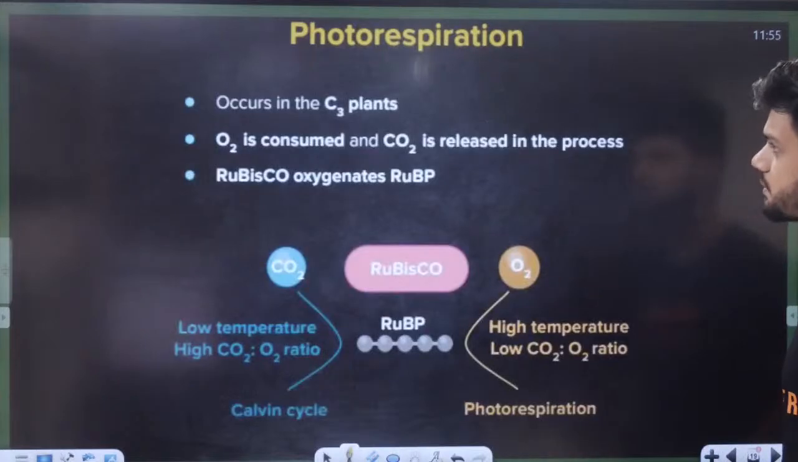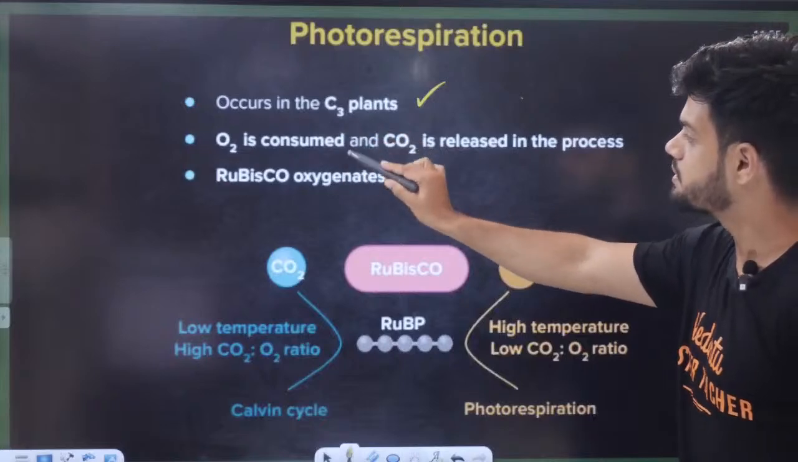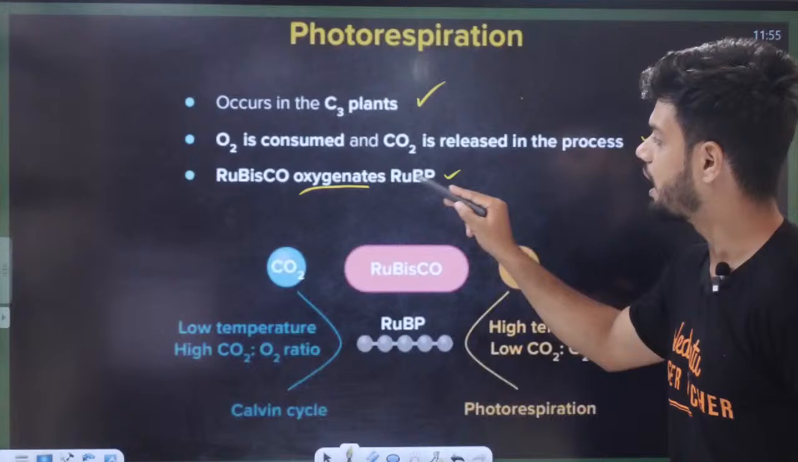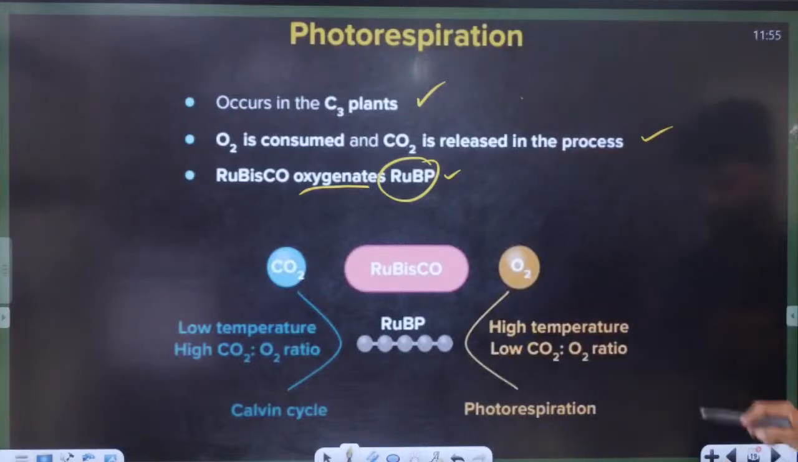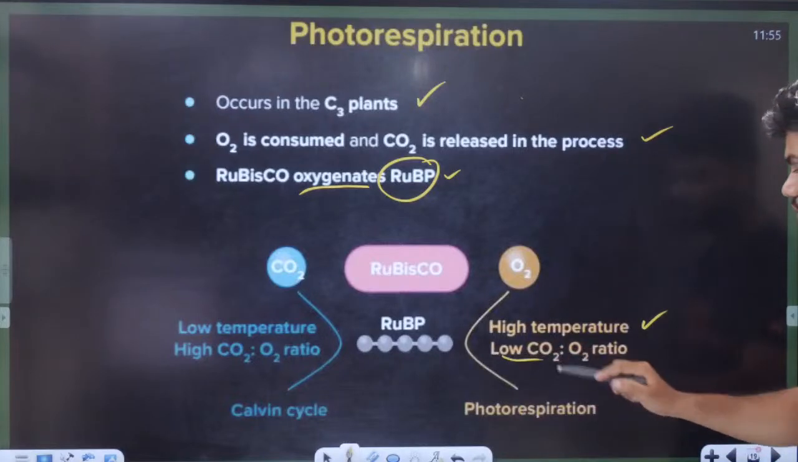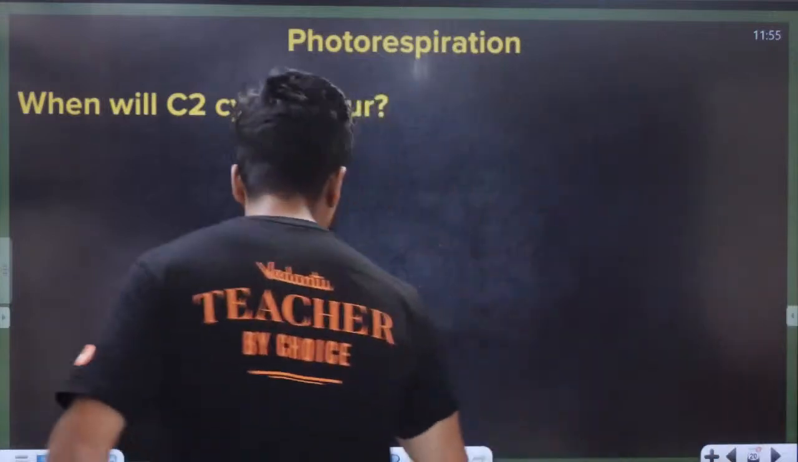The bigger question is, see, it occurs in C3 plants, O2 is consumed and CO2 is released. Rubisco oxygenates RuBP. Okay, when does it happen? It usually happens at high temperature, low CO2 to O2 ratio. Or I'll just write for you. When does it take place?